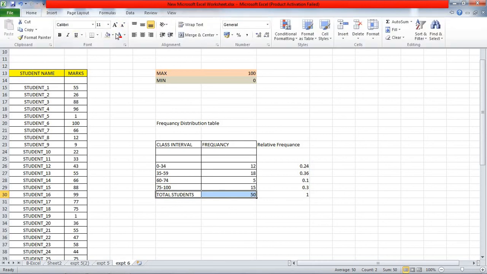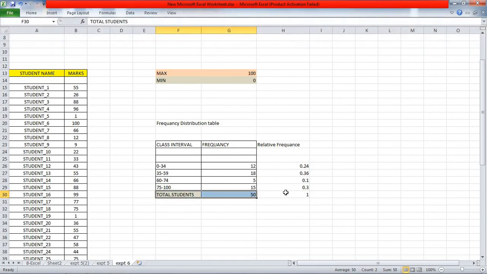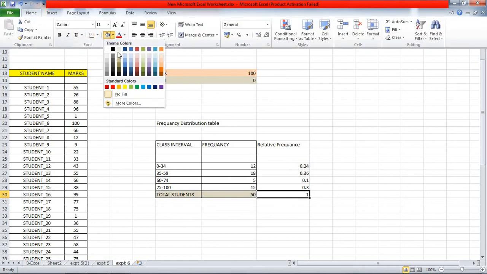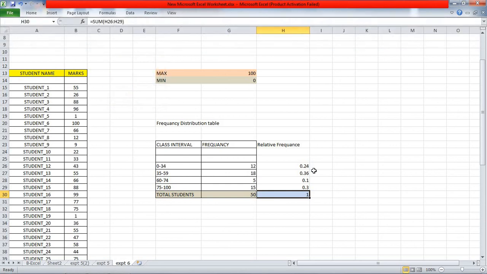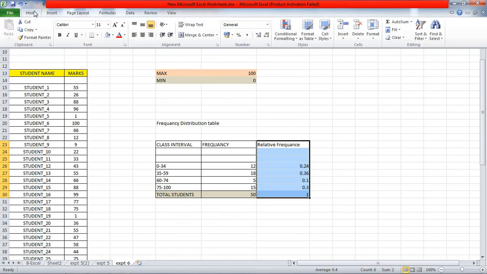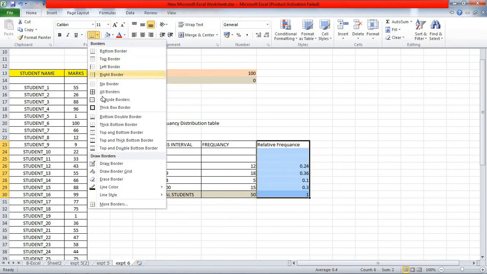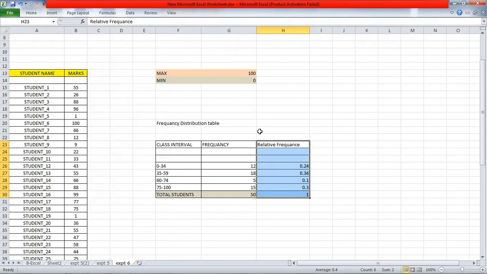So these values are different. This is what we call the frequency distribution table. Sorry, it is not the frequency distribution table, it is a relative frequency distribution table. You can set the button also. Is it right? So this is what we call the relative frequency. The histogram.